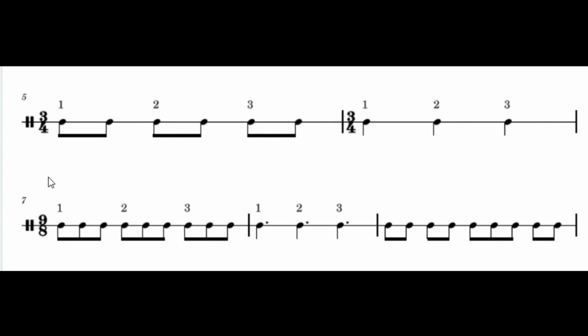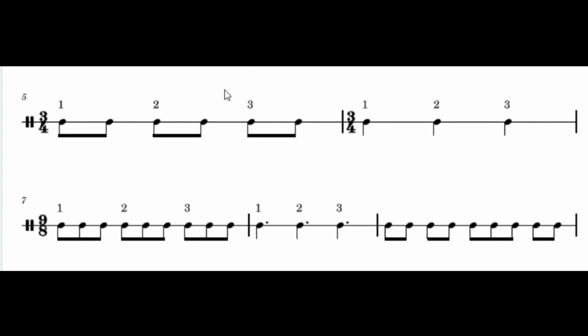So the compound triple, when you see a 9 on top, you are going to think it's compound triple. If you see a 3, it's the beats, and automatically you know 3 means triple. The feel of the simple triple is in halves: 1 and 2 and 3 and, 1 and 2 and 3 and.